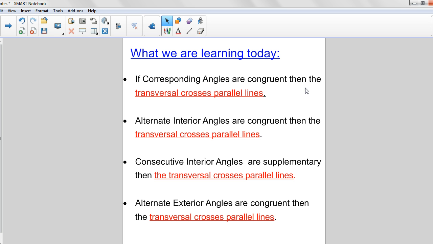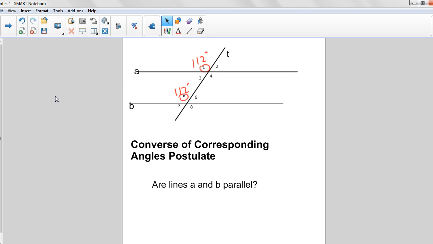If corresponding angles are congruent, then the transversal crosses parallel lines. If alternate interior angles are congruent, then the transversal crosses parallel lines. If consecutive interior angles are supplementary, then the transversal crosses parallel lines. If alternate exterior angles are congruent, then the transversal crosses parallel lines. Okay, so it's just the opposite of what we did before.